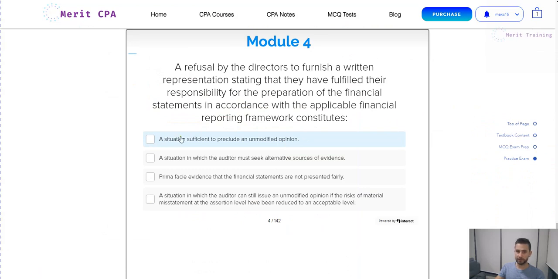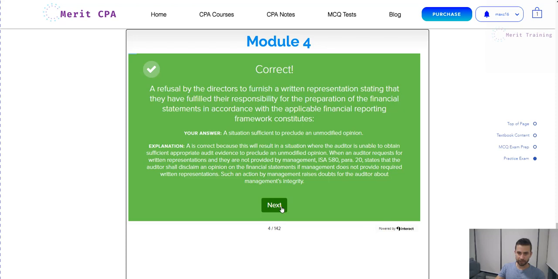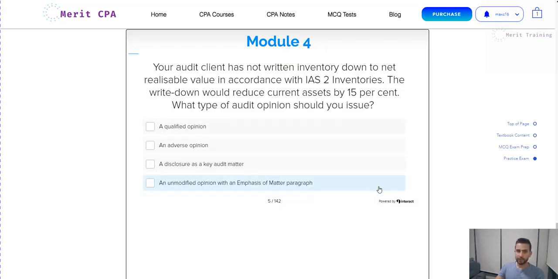So I don't think we need to go any further because the answer is clearly just A. So let's just go ahead and select that, and it's the correct answer. Cool. All right, next question.